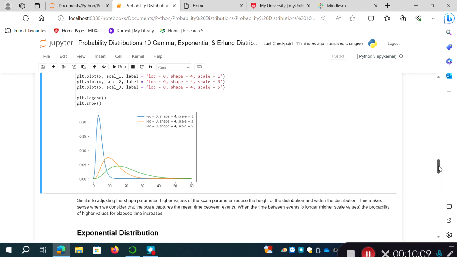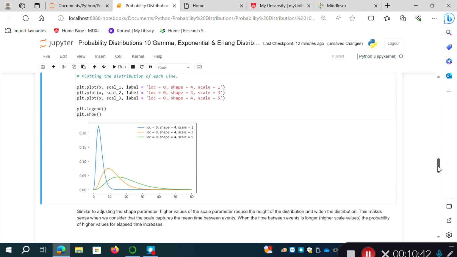And we're going to plot all three as we did above using matplotlib on one figure. And now you can see again, similar to adjusting the shape, higher values of the scale parameter reduce the height of the distribution, so it's gone from very peaked to a bit flatter to even flatter as we increase the scale parameter. And this would make sense when we consider that the scale captures the mean time between events. So when the time between events is longer, so we've got higher scale values, the probability of higher values for elapsed time increases.